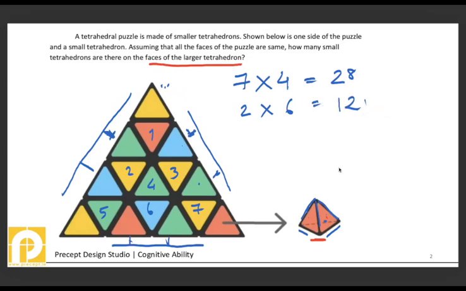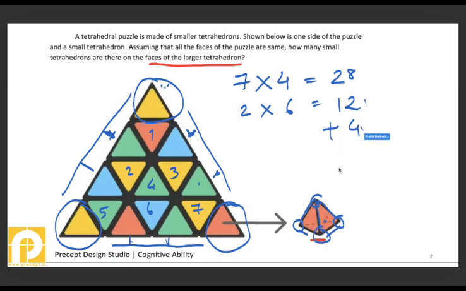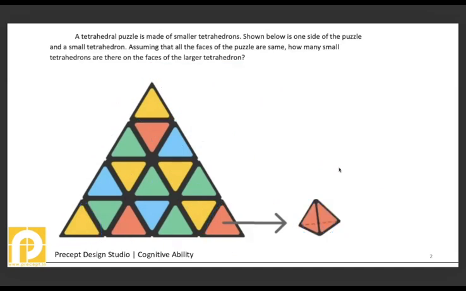Besides this, we are still yet to count the corner tetrahedrons which are at the vertices of the tetrahedron. A tetrahedron has 4 vertices, so 4 such tetrahedrons will be added. That comes to a total of 44 tetrahedrons that are there on the faces of the larger tetrahedron. Okay, we'll move to the next one.